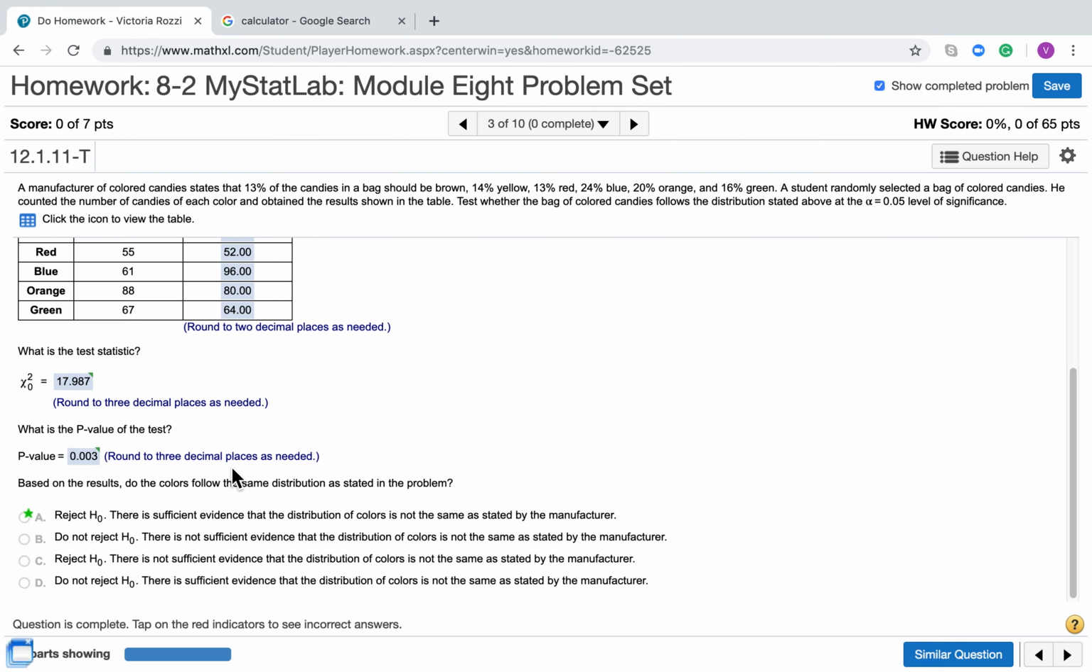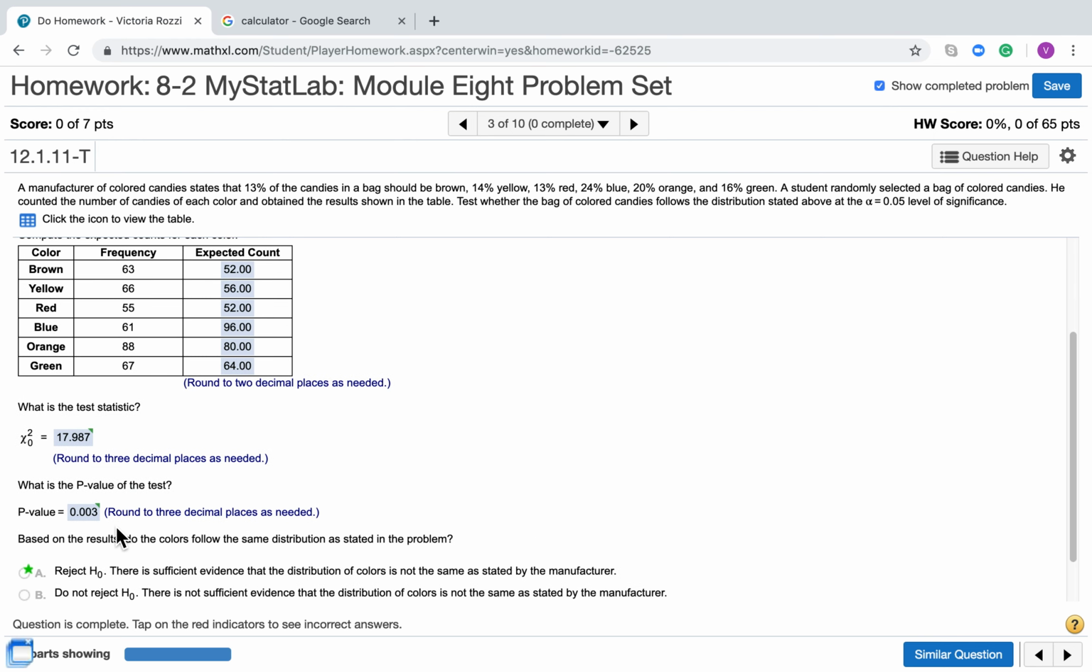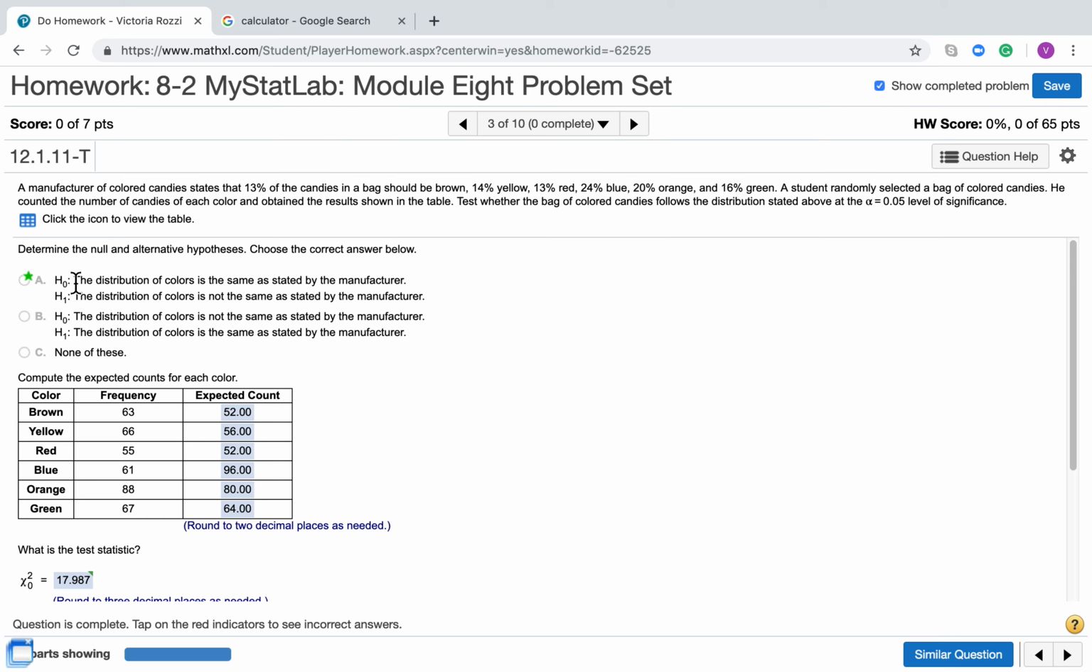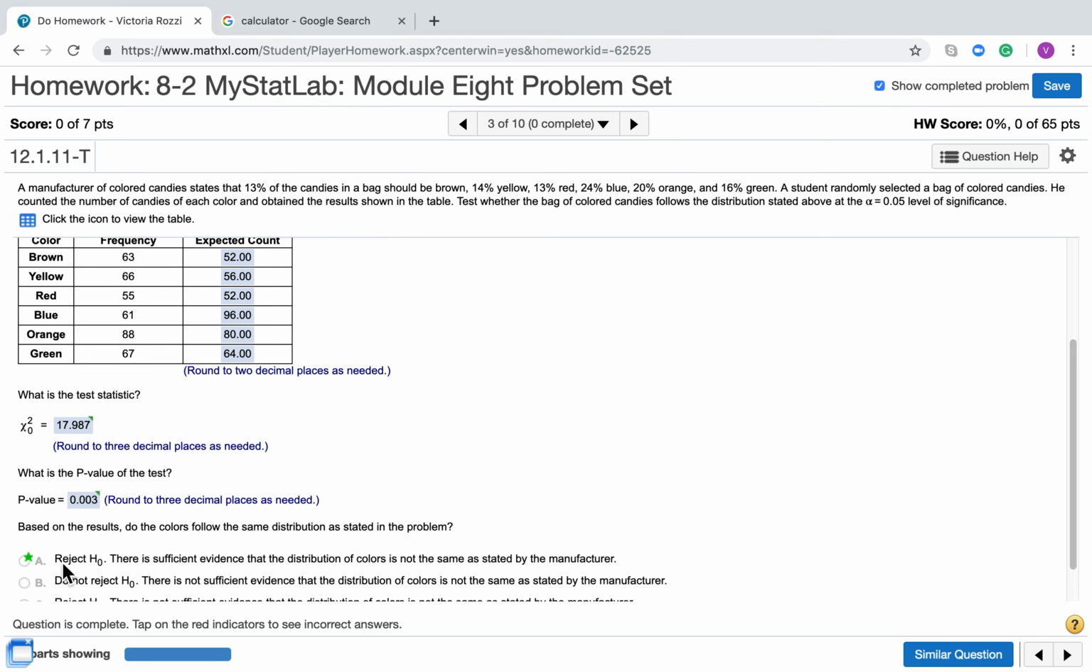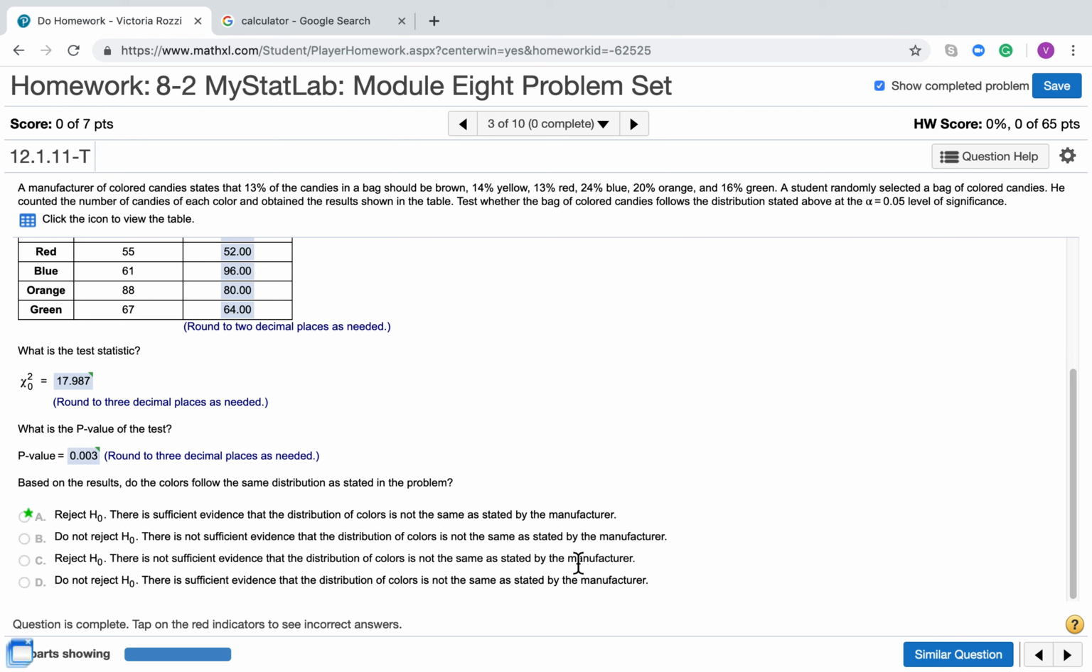Now this is going to act like any other hypothesis test. If p is low, H naught must go. So if p is lower than alpha, which is 0.05, we reject the null hypothesis. But in this case, p is low, it's 0.003, which is less than 0.05, so we do reject H naught. So we say reject H naught, and there's 2 choices here. The reason it's letter A rather than letter C is because if you look at H naught, they wanted to test whether the bag of colored candies followed the distribution. So we'd say reject H naught. There is sufficient evidence that the distribution of colors is not the same as stated by the manufacturer.